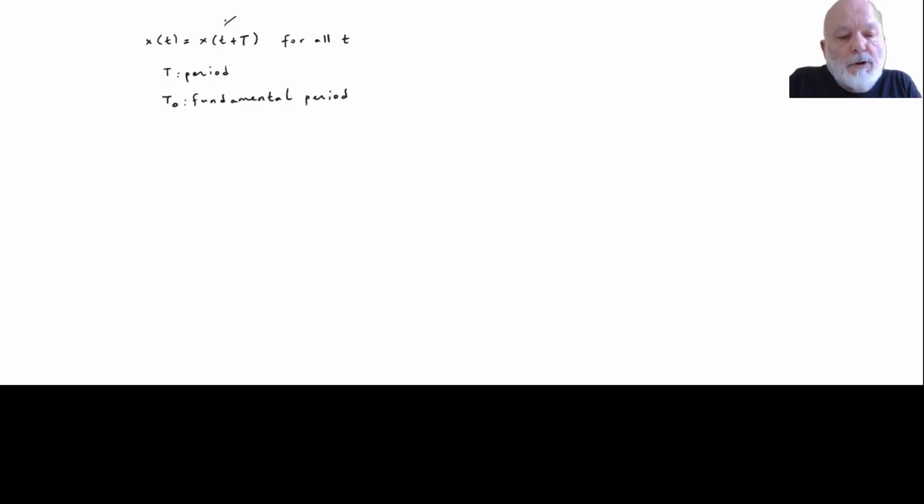So this is our periodic signal. x of t is periodic with period capital T. And among these possible periods, we have the smallest one, which we name as the fundamental period, denoted by T0.